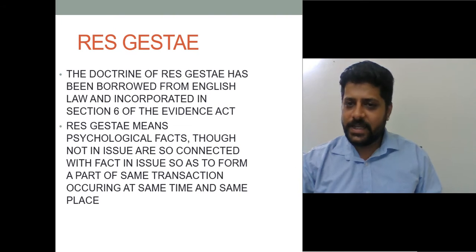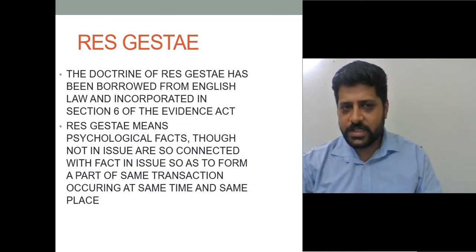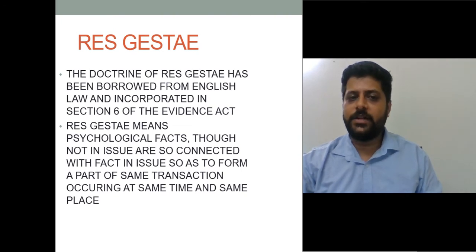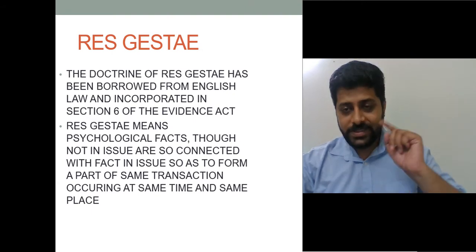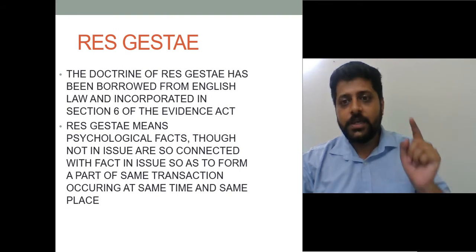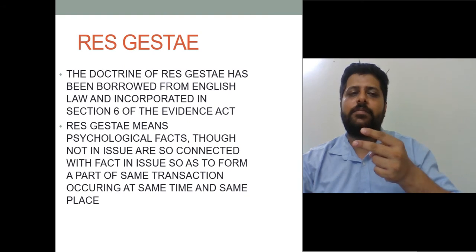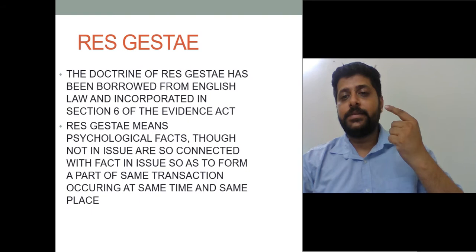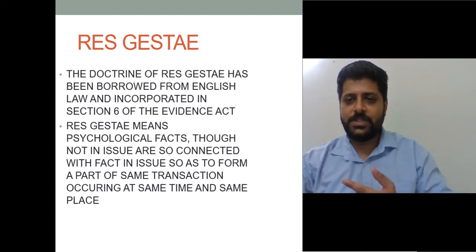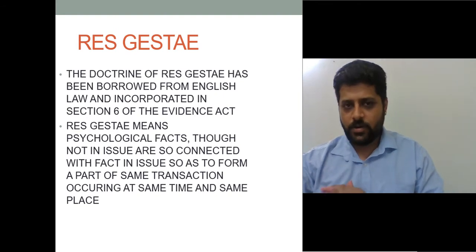Okay, and as I said, it is a psychological fact, and it goes like this: psychological facts, though not in issue, are so connected with the fact in issue as to form part of the same transaction, occurring at the same time and same place. Now you'll see the main definition of Section 6 has same time and same place plus different time and different place. But in res gestae, there is only a definition where only same time and same place are included, not different time and different place.